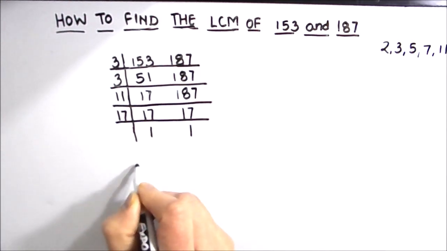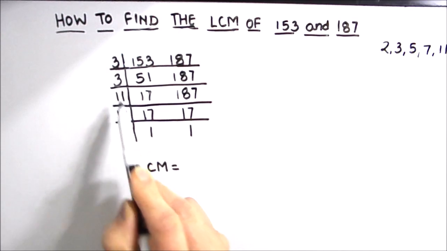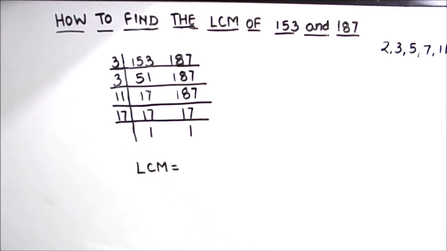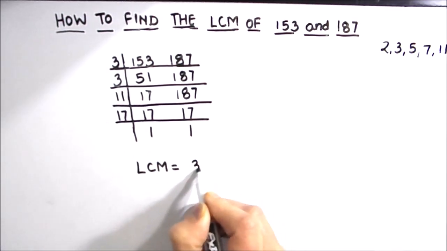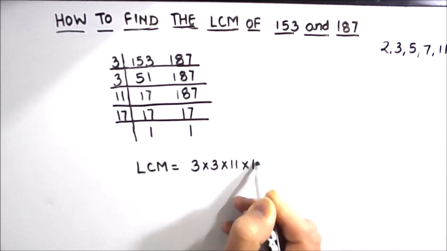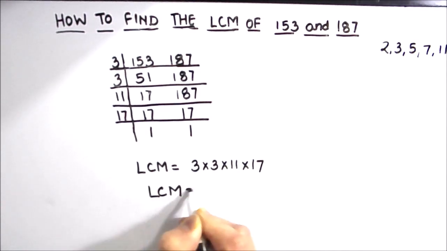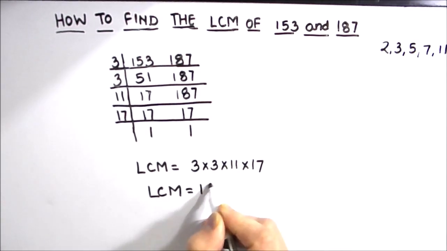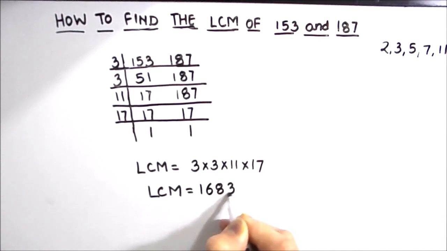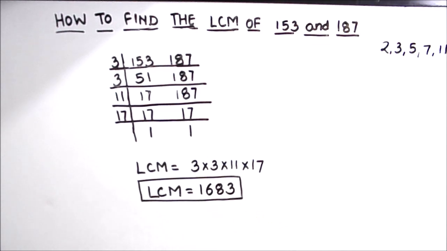So now to find the LCM of the two numbers, we are going to take the product of all the numbers on the left hand side of the ladder. So 3 times 11 times 17 will be the LCM of the two numbers, which is 1683. So this is how, by using the prime factorization method, we can find the LCM of any number.